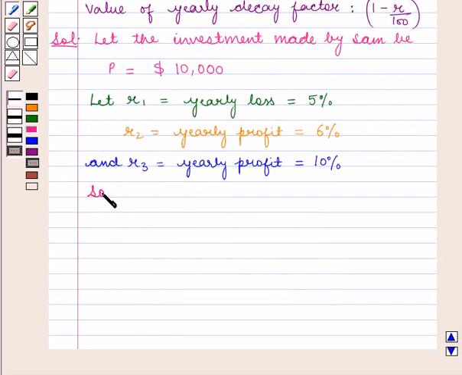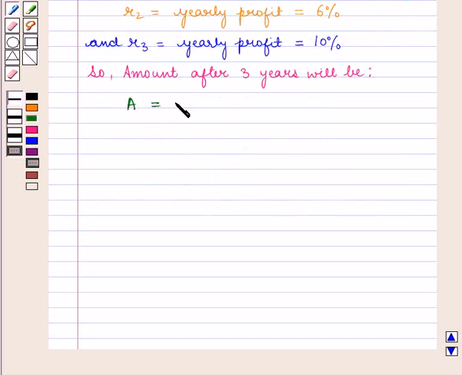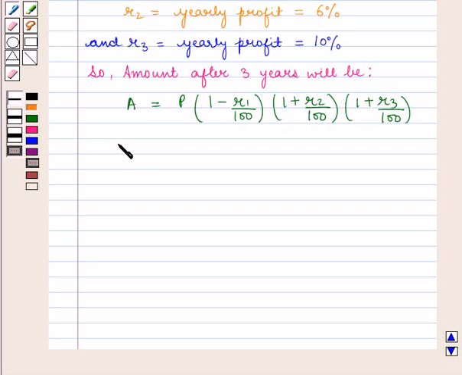So the amount after 3 years will be A equals P into (1 minus R1 upon 100) into (1 plus R2 upon 100) into (1 plus R3 upon 100). So the amount is equal to 10,000 into (1 minus 5 upon 100) into (1 plus 6 upon 100) into (1 plus 10 upon 100) dollars.